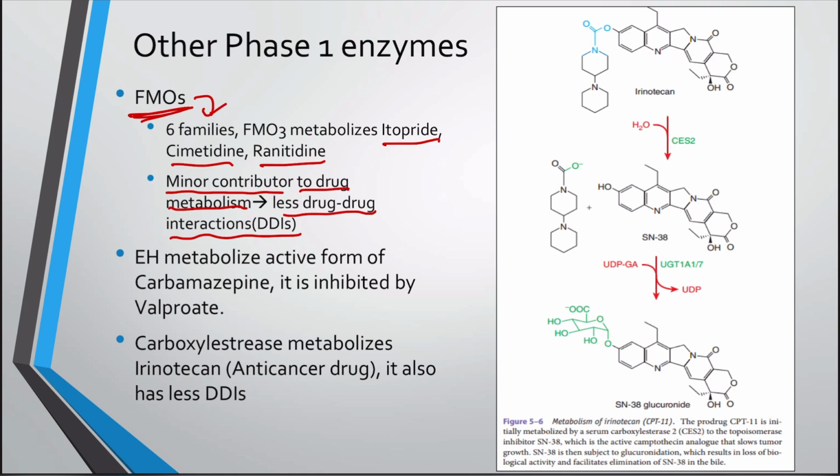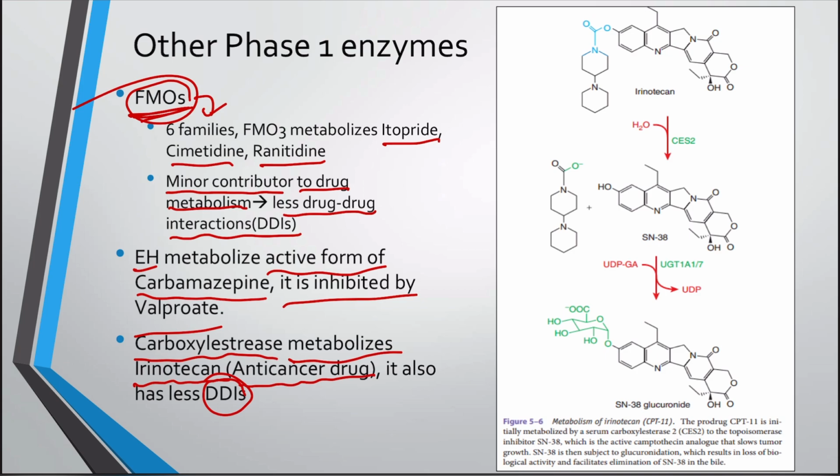Under that we have epoxide hydrolase. Epoxide hydrolase is responsible for metabolizing the active form of carbamazepine, and this enzyme is inhibited by valproate. Next we have carboxylesterase, which metabolizes irinotecan, an anti-cancer drug. These esterases are also less involved in metabolism, unlike the cytochrome enzymes, so they are also not much involved in drug-drug interactions, just like the flavin containing monooxygenases.